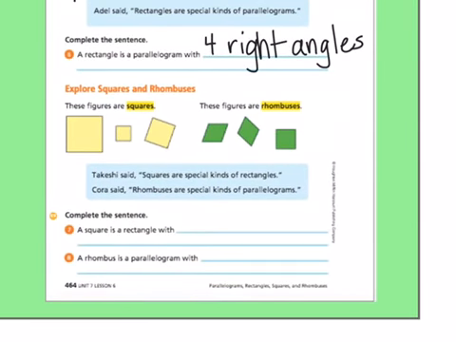Explore squares and rhombuses. These figures are squares, so the yellow ones are squares. These figures are rhombuses. Okay, so you can see a square can also be a rhombus. So Takeshi says squares are special kinds of rectangles. Cora said rhombuses are special kinds of parallelograms. And yes, they are. A square is a rectangle because the sides are always the same length.